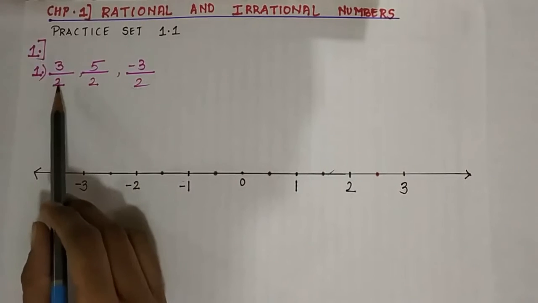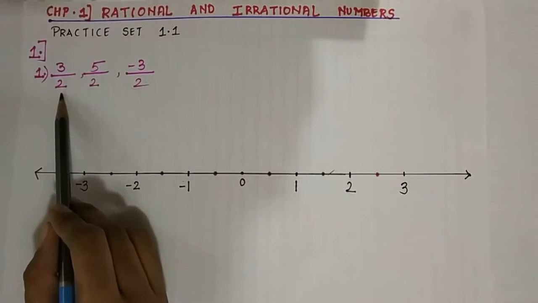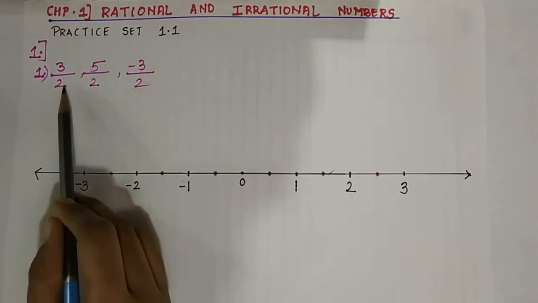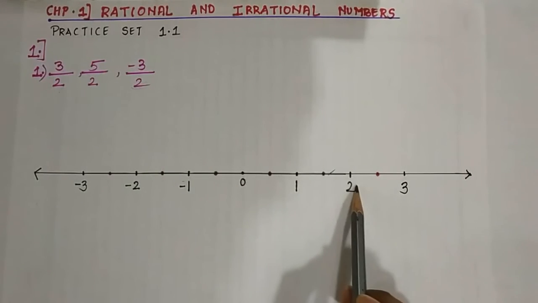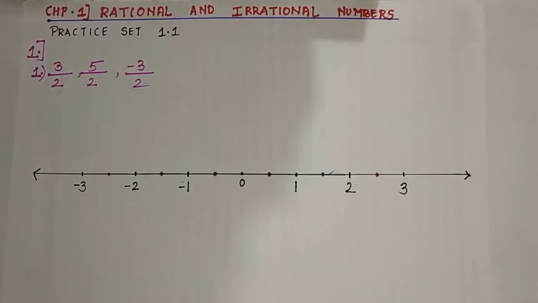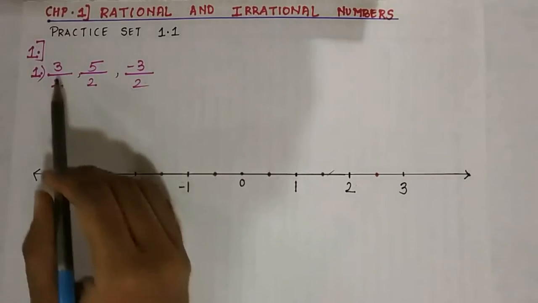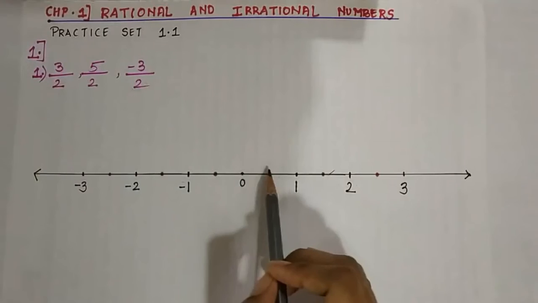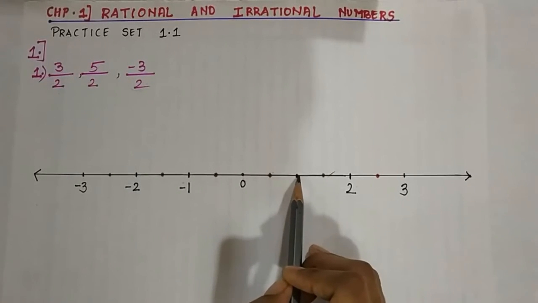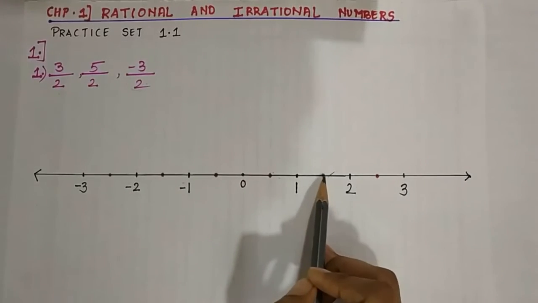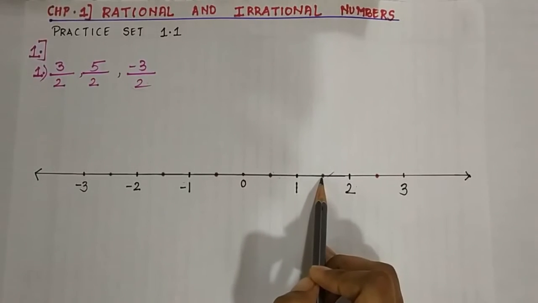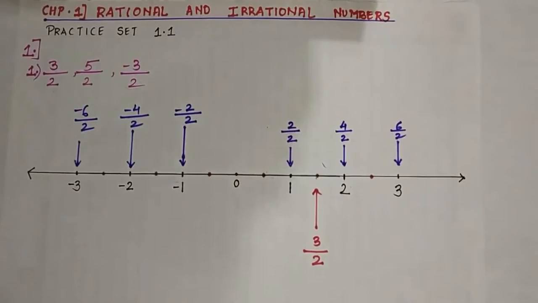So my first number is 3 upon 2. 3 upon 2 is a positive number, so it will come towards the right side of the 0. So let's count after 0. The number is 3. So after 0, 1, 2 and 3. So this point over here is your 3 upon 2.